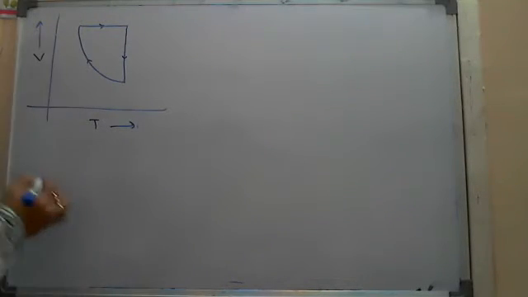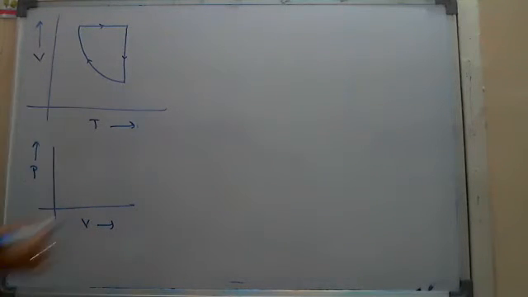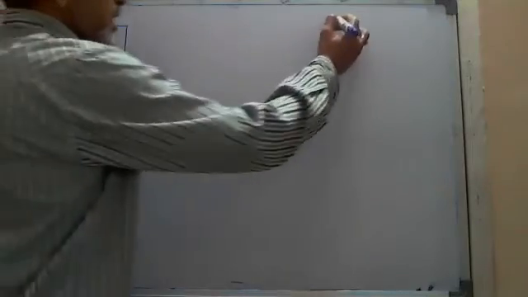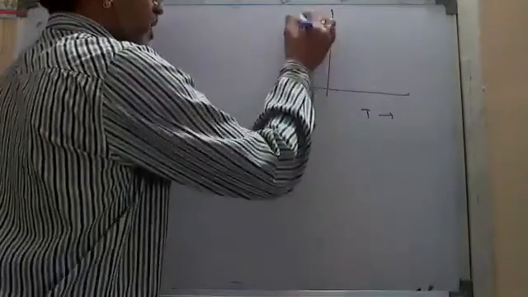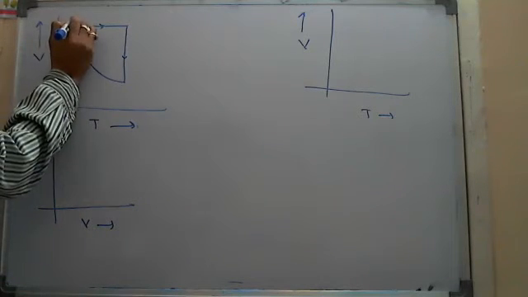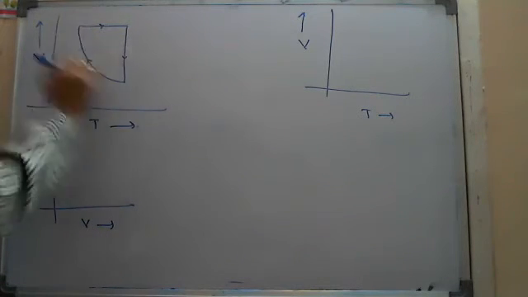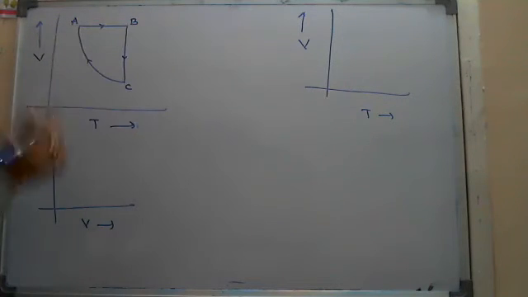For the PV graph, what will be the shape of P and V? The shape of the graph. And if I take the VT graph, volume and temperature on the x-axis and y-axis, then what will be the shape? To some extent, we can fill the graph now. Suppose it is given in the clockwise direction, some A, B, C. I select 3 points there.